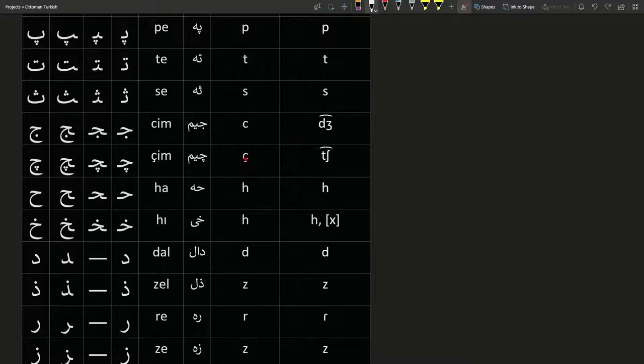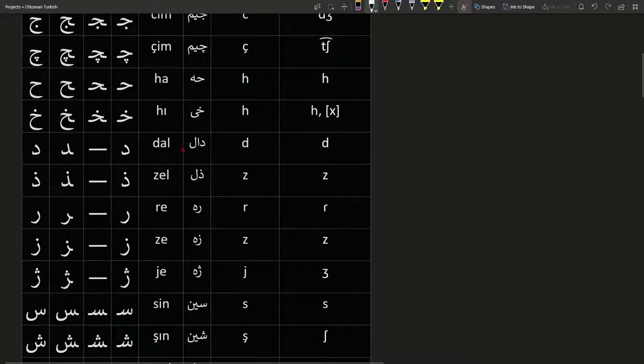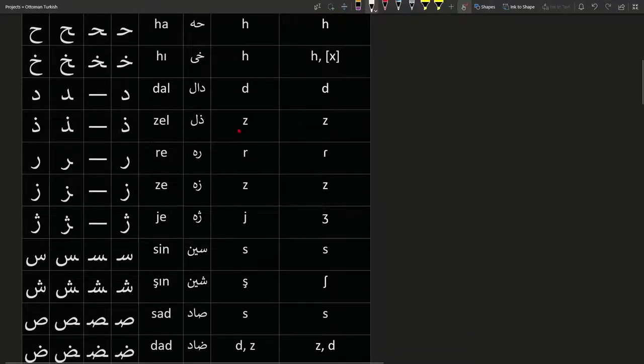Then we have Chim, making the CH sound in English, represented with this letter in Turkish. Ch, that's the sound that it makes. And then Ha and H also both make the H sound. H can have a little bit more variation, but they generally don't tend to appear in Turkic words. Ha only appears in Arabic loanwords. Dal makes the D sound. Zan makes the Z sound, only really found in Arabic loanwords.